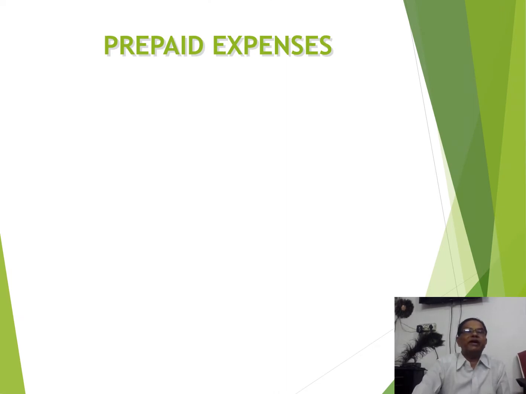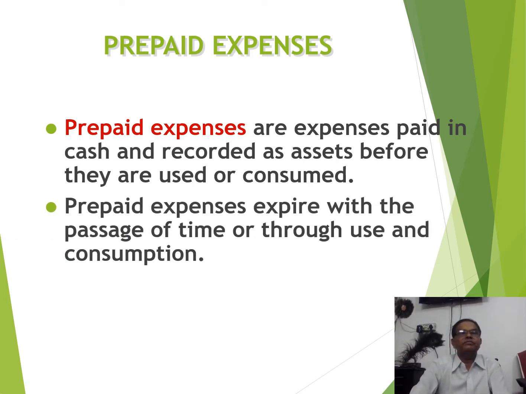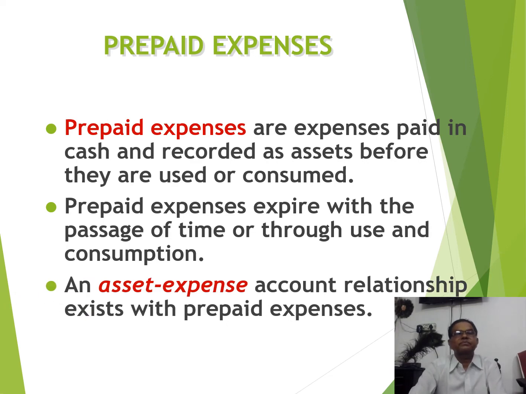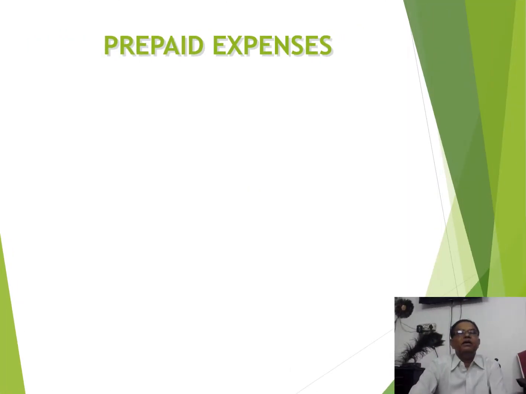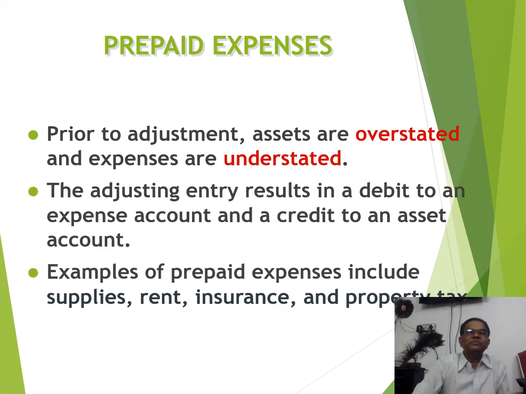Next one is prepaid expenses. It is paid in advance, but services are yet to be received. Prior to adjustment, assets are overstated and expenses are understated, so there is a need for adjusting entries. Examples are given here: prepaid expenses such as supplies, rent, insurance, and property tax.